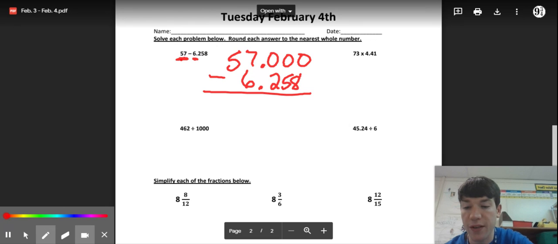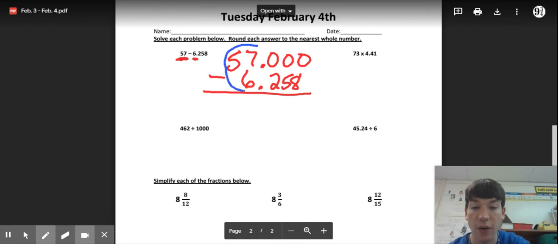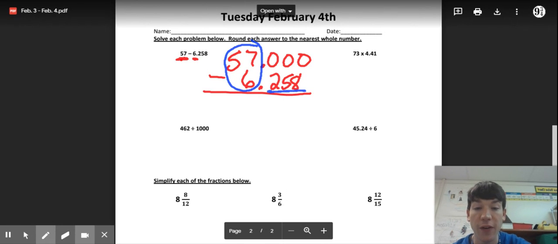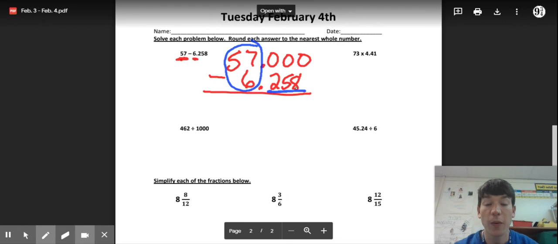Now, one thing to keep in mind is as we look at this, think of it starting with the whole numbers, 57 minus 6. I know that 57 minus 6 is going to give me 51. So then all I'm doing is subtracting away 258 thousandths from that, which is going to be less than 51. Thinking about starting with the whole numbers can be really helpful, and it can tell us about where our answer is going to be.